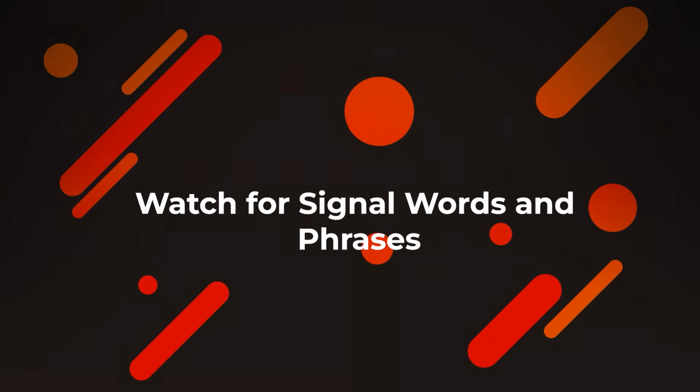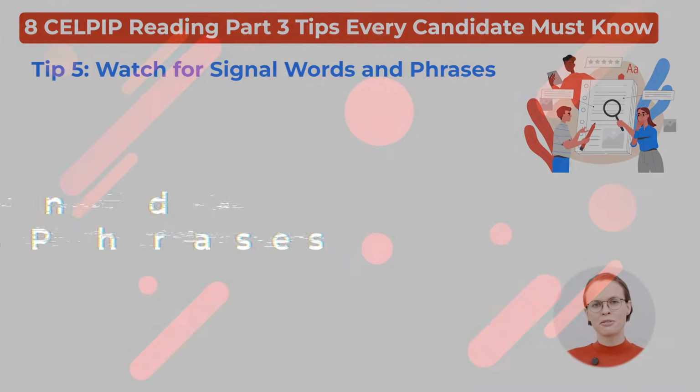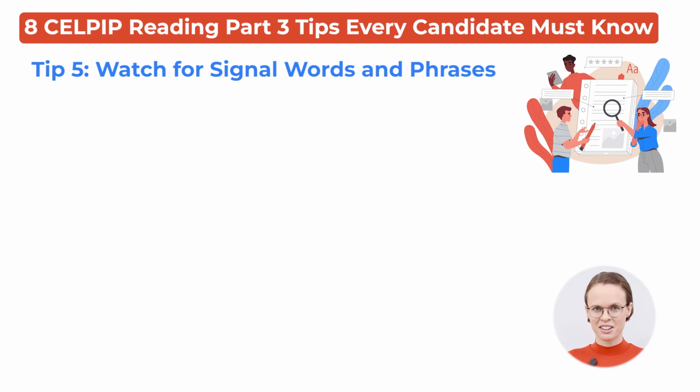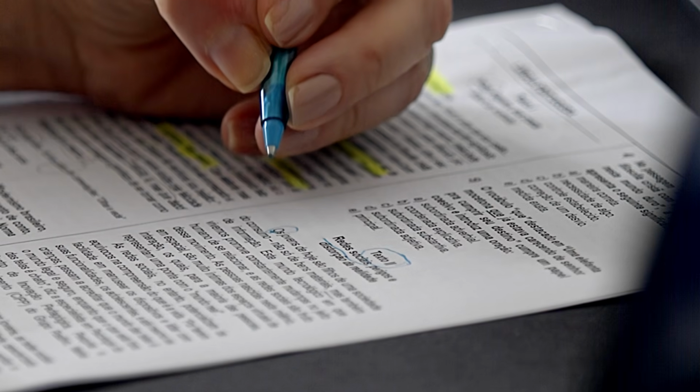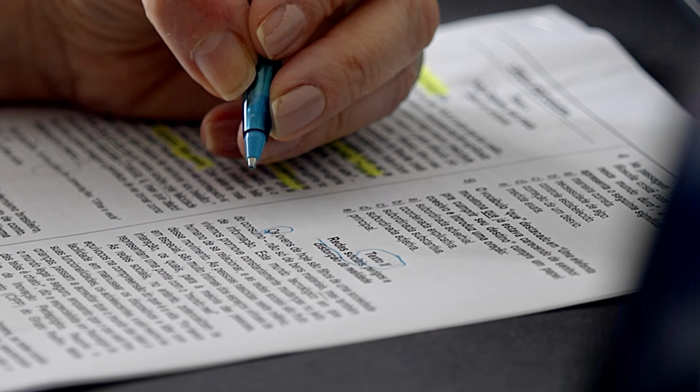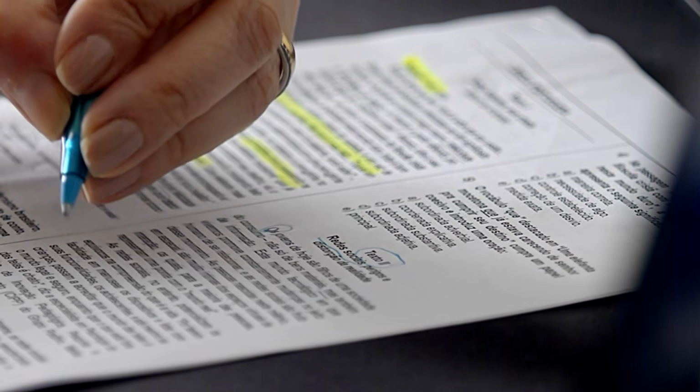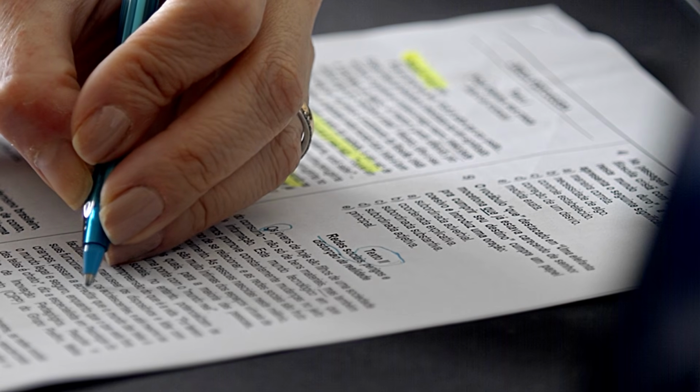Tip number 5 is to watch for signal words and phrases. Signal words and phrases are linguistic markers that tell you what kind of information you're about to read. Recognizing these signals can help you match paragraphs to questions much more quickly because you can identify the type of information present without reading every detail.